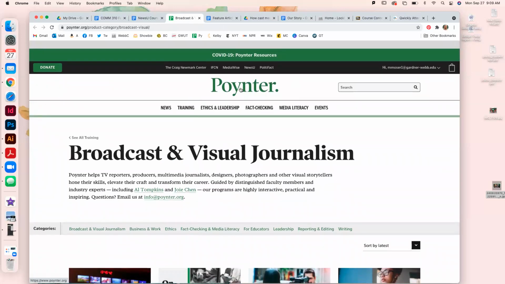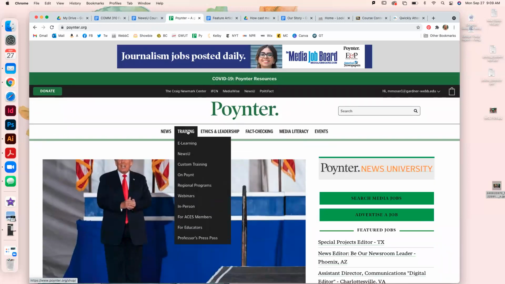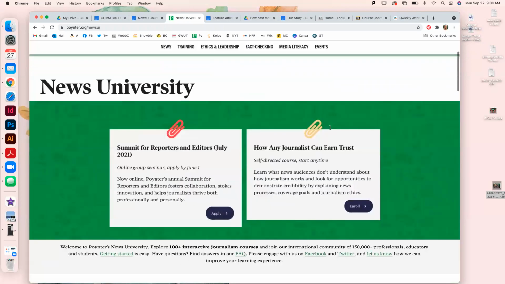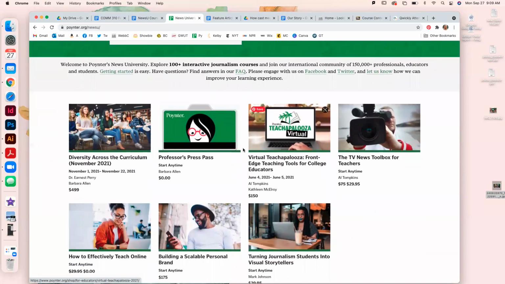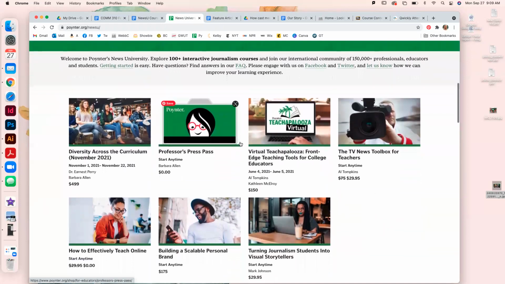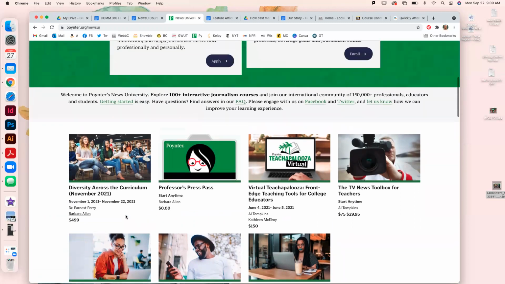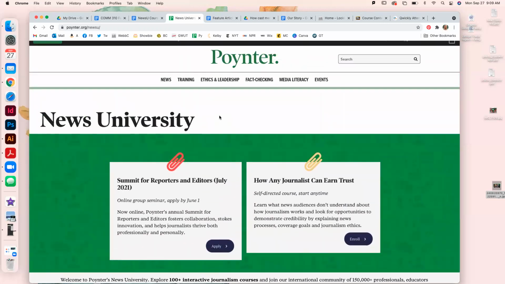but you can also just go to pointer.org, and you can go to training and click on News U. And then you create a profile like you would for anything else. And then here you get to search courses on whatever topic you want to. You can search them on, and see, these right here are ones you have to pay for. And these are, because they know I'm a teacher, they give me a lot of teacher suggestions. But then you can also look for different topics.